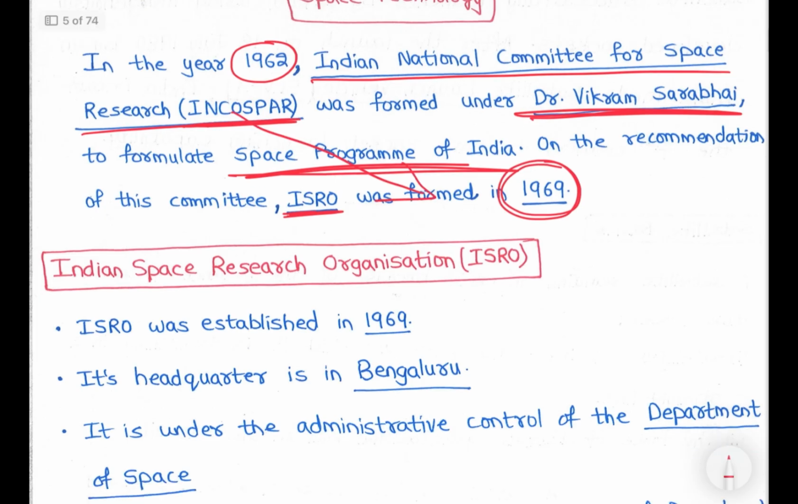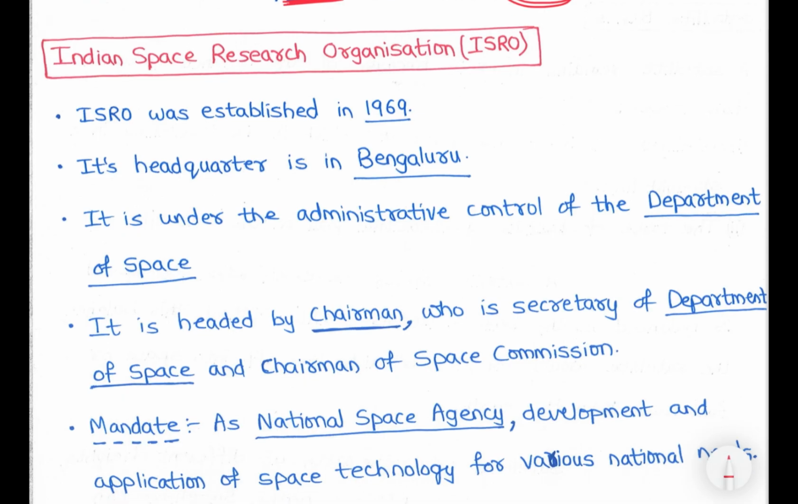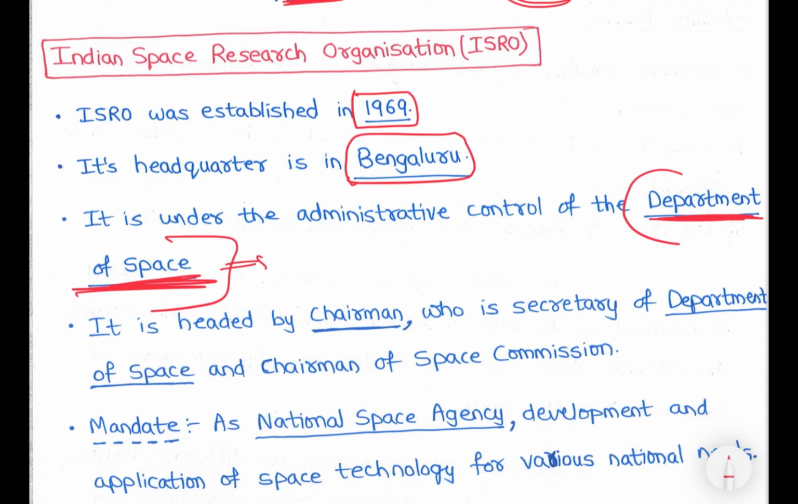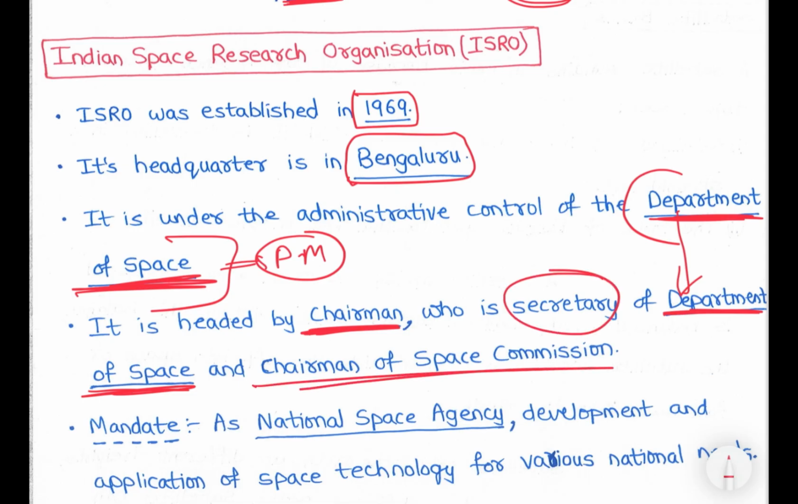Then a few basic facts regarding ISRO. Established in 1969, headquarters is in Bengaluru, right, and it is under administrative control of Department of Space, right. Department of Space is under the direct control of the Prime Minister of India, and ISRO is headed by the ISRO chairman, who is also the secretary of Department of Space. Department of Space का भी secretary का काम करेगा, and chairman of Space Commission. So ISRO chairman is also the chairman of Space Commission, right.